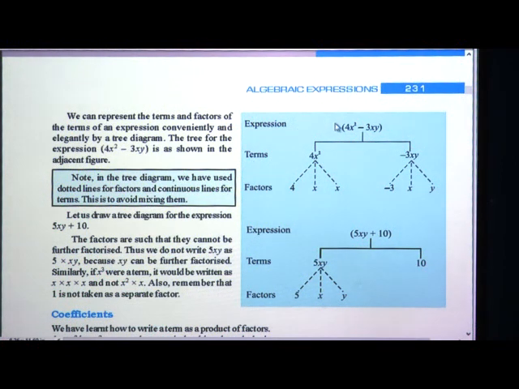The expression is given to us as 4x square minus 3xy. What are the terms? You know now, this is one term and this is another term. We have to include the minus sign. So, 4x square and minus 3xy are the terms. So, it is written in front of terms as 4x square and minus 3xy.